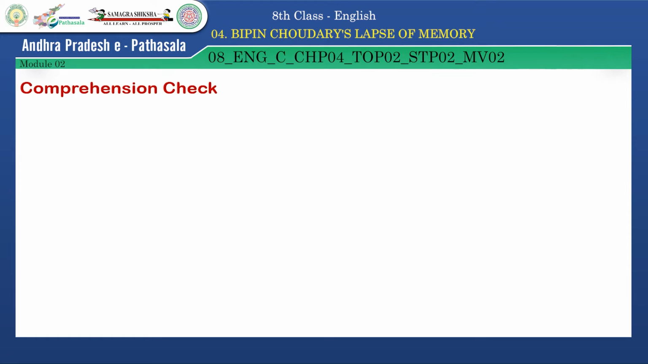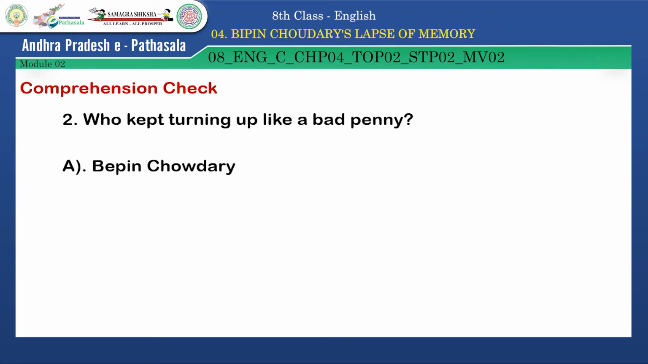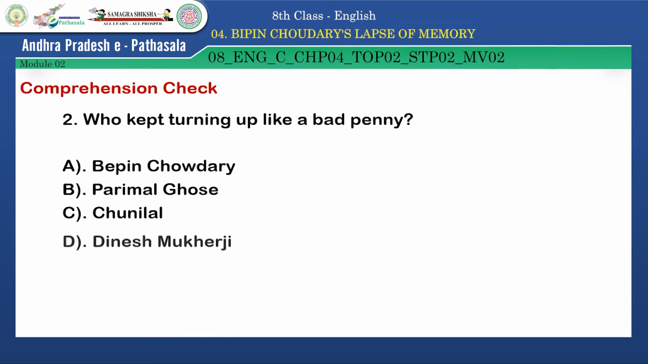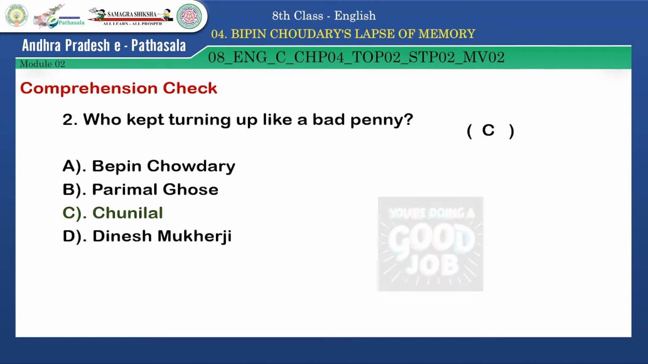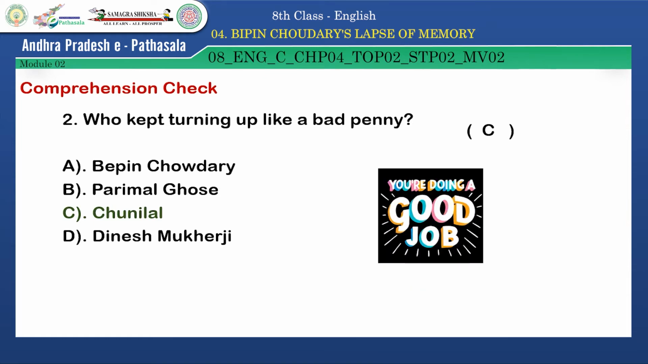Comprehension check. Who kept turning up like a bad penny? Is it Bipin Choudhury? Is it Parimal Ghosh? Is it Chunilal? Is it Dinesh Mukherjee? What's the right answer? Yes, you are right. Chunilal is the right answer. So option C is the right answer. You're doing a good job.